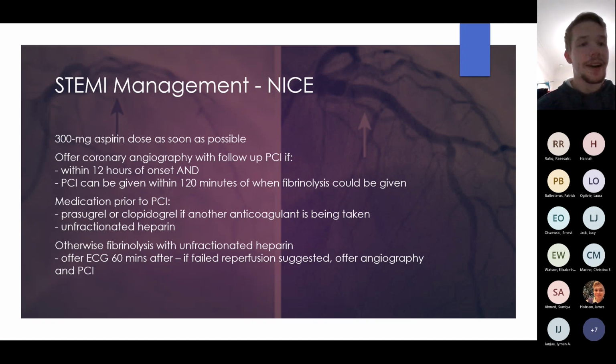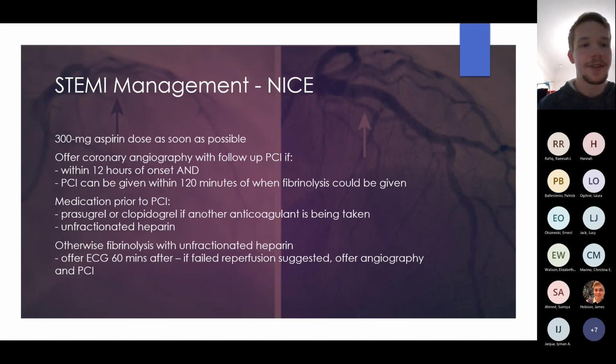But prior to any PCI, it's recommended that you give either prasugrel or clopidogrel. You give clopidogrel if another anticoagulant is being taken at that point. And it's also recommended that you give unfractionated heparin.